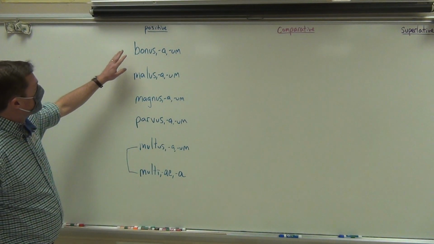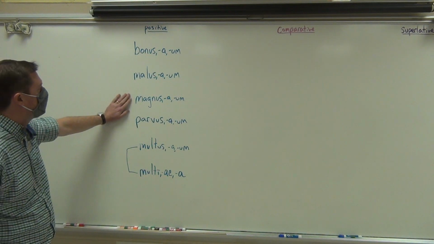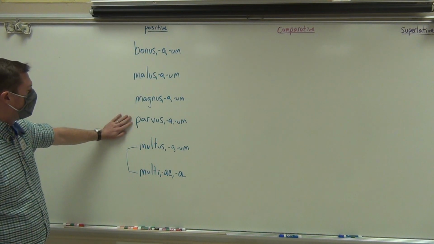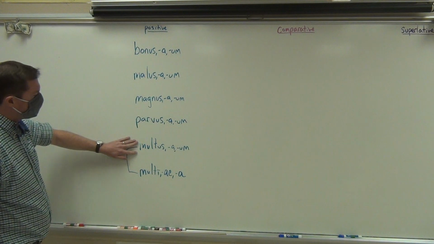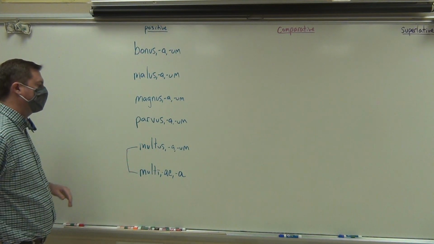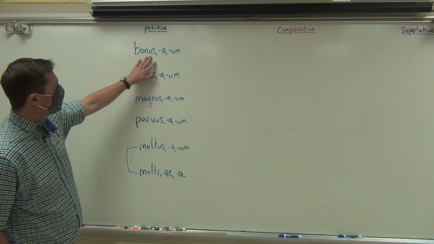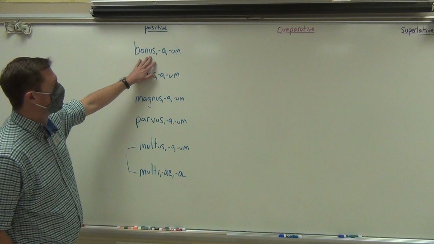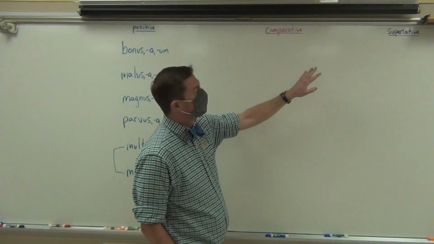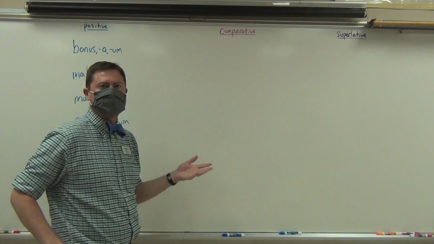So, the words are good, bonus, bad, malus, big, magnus, small, parvus, and much in the singular, multus, and many in the plural, multi, multa. And you can think about it as being irregular in English as well, especially when it comes to the word good. Because we do not say good, gooder, and goodest for the superlative. Instead, it is good, better, and best.